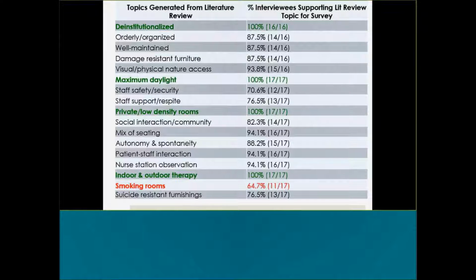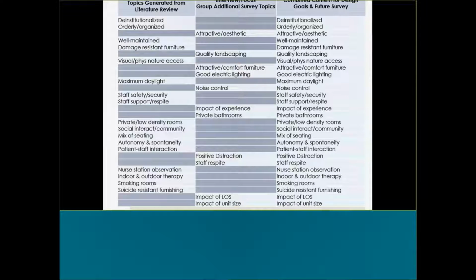So just to summarize, when we went through here, the ones that are highlighted in green were things that everybody agreed on. Smoking rooms came down towards the bottom of the list. You don't really have to read all this except to know that this area right here was what we had from the literature review. This is what we garnered from the interviews. And then we put these things all together to create the final content for the survey.